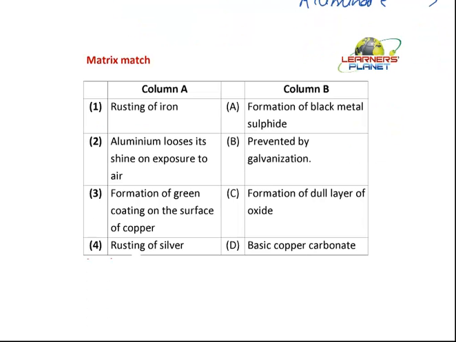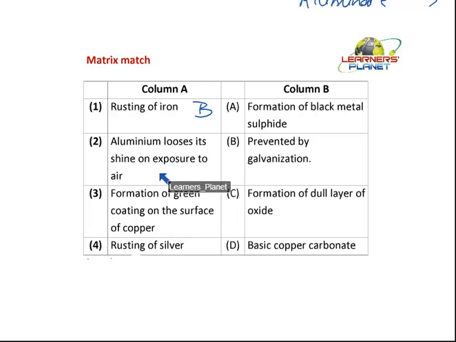Now let's take up our next question. It is rusting of iron. What is rusting? It is a formation of Fe2O3, that is hydrated Fe2O3. It's not a simple oxide layer. It is hydrated Fe2O3. So from our options we can get that it is prevented by galvanization. That is B.